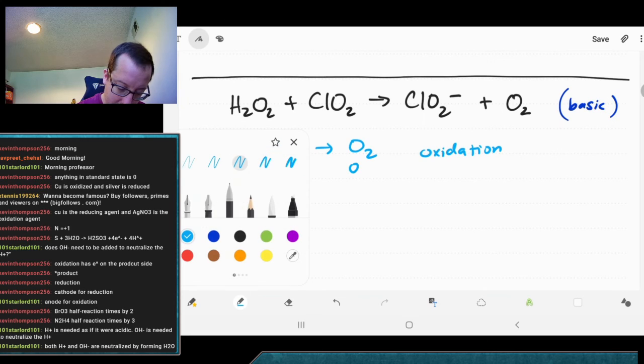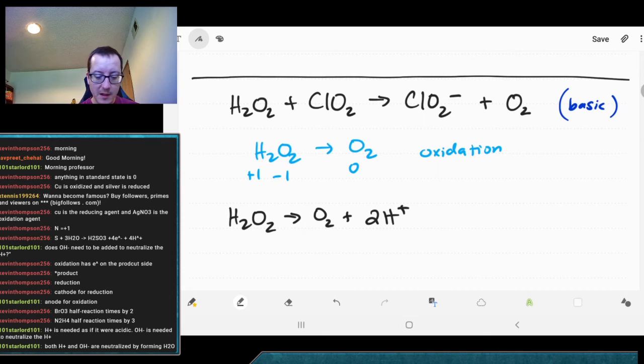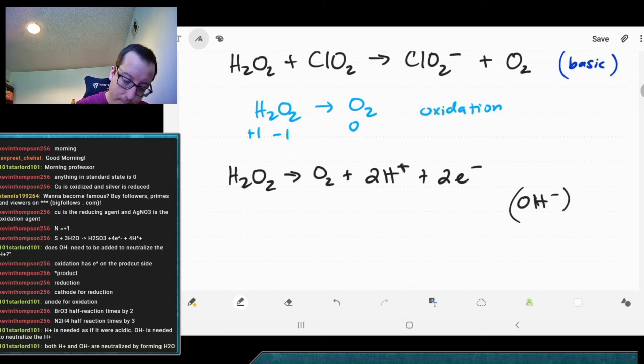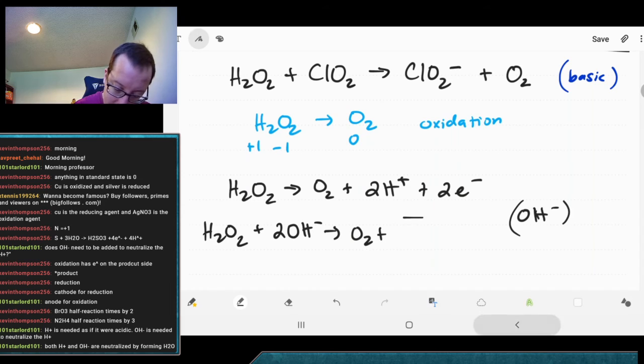All right, so with this one, we want to balance non-hydrogen and oxygen. Of course, we can't do that. Balance oxygen, we're done. Balance hydrogen, we can do. We want to now balance electrons. Hopefully I can just do that here, if that's okay with everybody. Cool. I'm cheating. Now let's do our hydroxides. Turns into oxygen plus 2 waters.